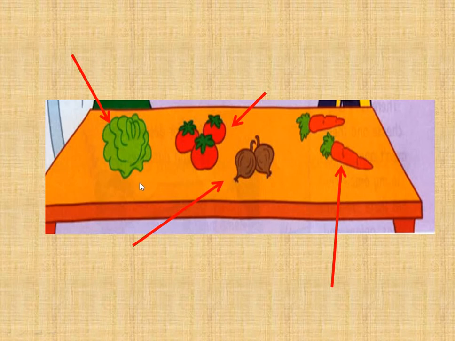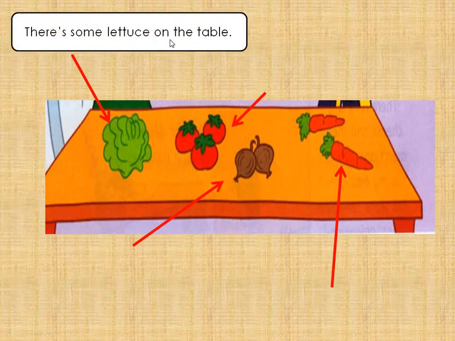What is or what are on the table? How do we say it? Let's look at the first one. This is lettuce. The lettuce is on the table. So how do we say it? We say it like this. There's some lettuce on the table. There's some lettuce on the table. Terdapat beberapa sayur lettuce di meja. There's some lettuce on the table.